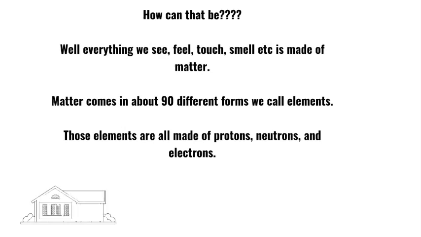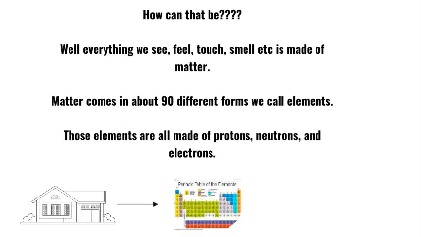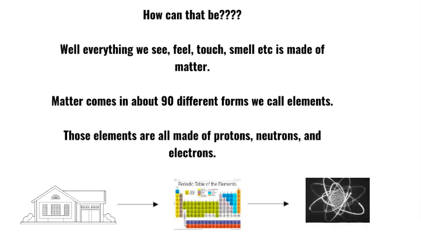Well, everything we can see, feel, touch, and smell is made up of matter. Matter only comes in the forms found on the periodic table, 90 in nature, and we call those elements. Those elements are all made of only three things: protons, neutrons, and electrons. Let's start with the simplest atom that contains neutrons.